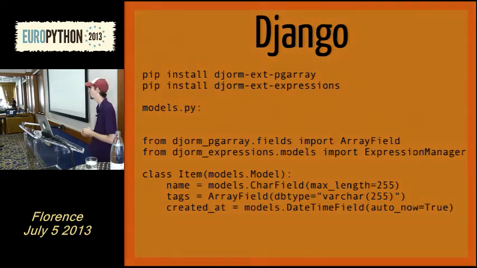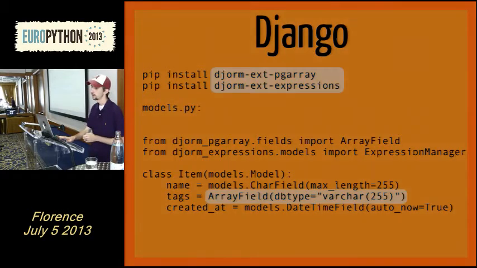There's a third-party extension you can install. So there you're going to essentially install two things. One is the data type itself, and another is an expression manager, so you can query on it. You don't necessarily need the second one if you're not going to query and filter, but in most cases you're going to do that in your application. And then you're just going to use it down there. You're going to say array field and declare the type of it. In this case, it's a database type of varchar 255. You can do integers. You can do essentially any type you like right in there.